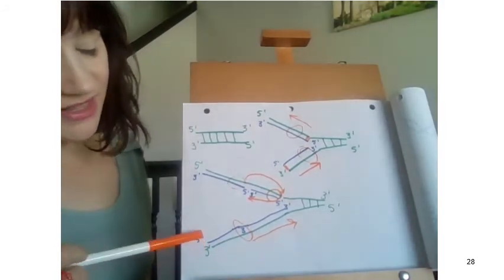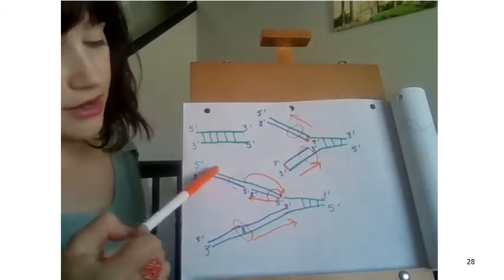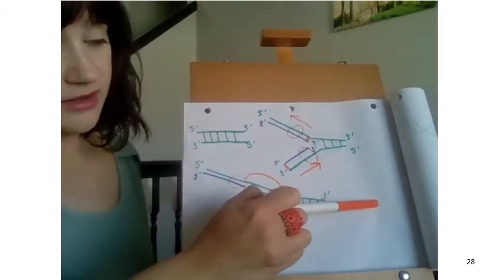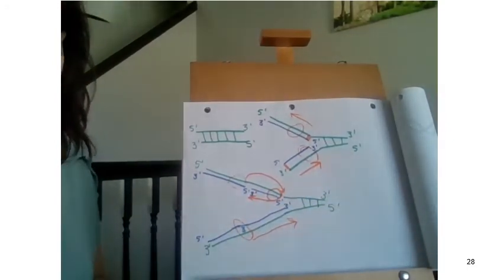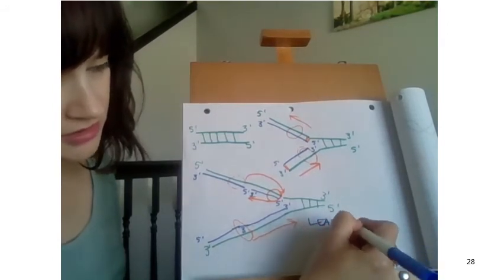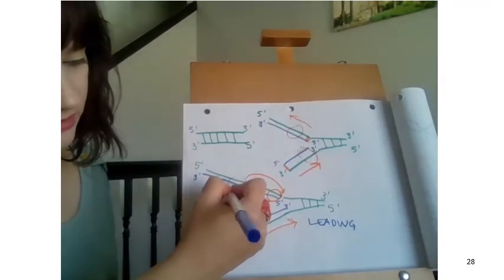So what that means is that this new DNA is a nice continuous new strand, and this one is made up of a lot of little pieces that are made as the helicase unwinds the DNA further and further. And so this is called the leading strand, this new one, and this is called the lagging strand.